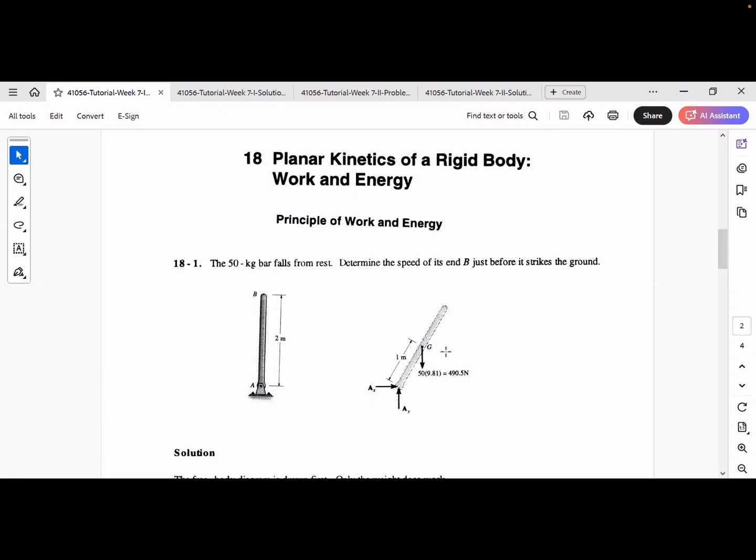Now we are going to go through a number of questions which will clarify how and when we get to apply the principle of work and energy, which is applicable at all times, and then how we apply the conservation of energy when applicable. Let's get started.